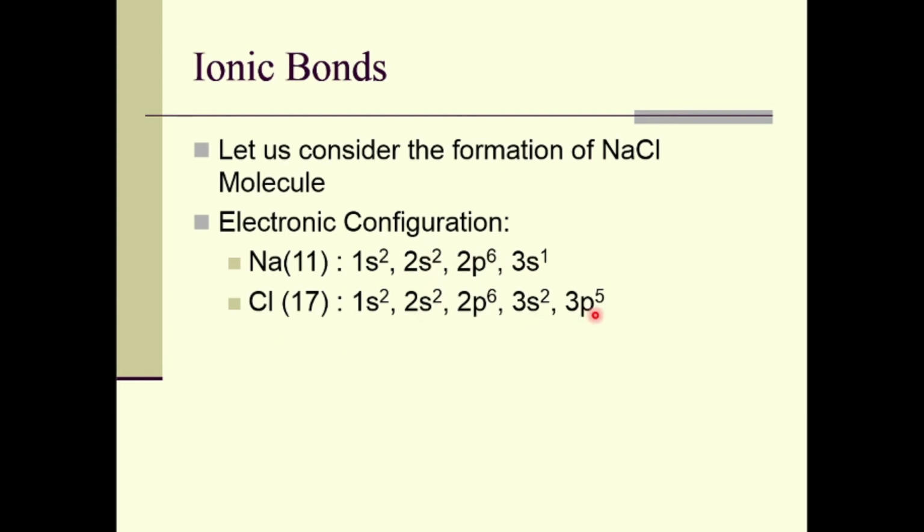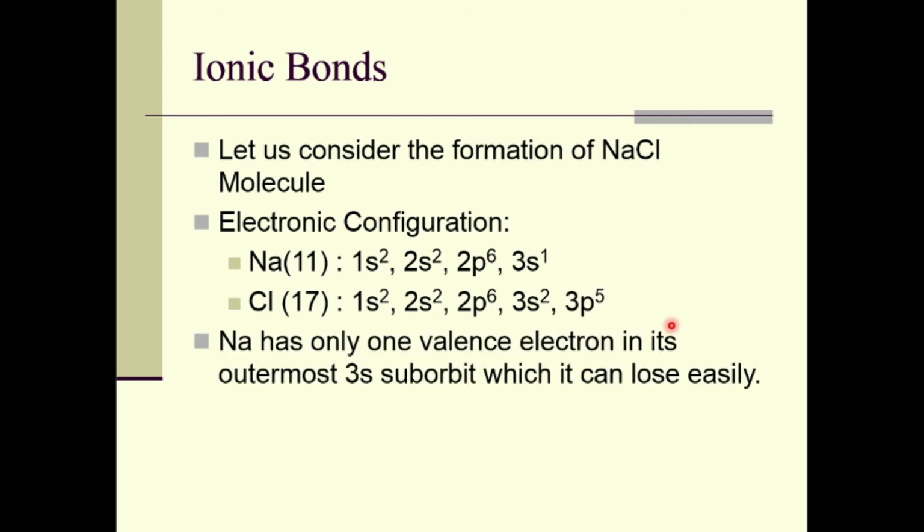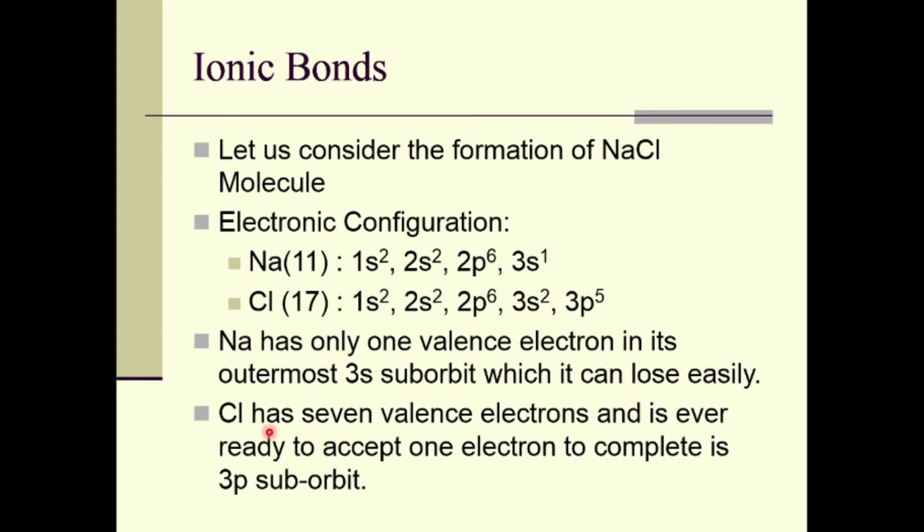In the case of chlorine, if it gets 1 electron, it will complete the octet configuration, that means its outermost shell will have 2 plus 6, that means 8 electrons, right. Sodium has only one valence electron in its outermost 3s subshell, which it can easily lose, whereas Cl has 7 valence electrons and is ever ready to accept 1 electron to complete its 3p subshell. So it will get 1 electron, its 3p subshell will be complete and it will attain the octet configuration, right.